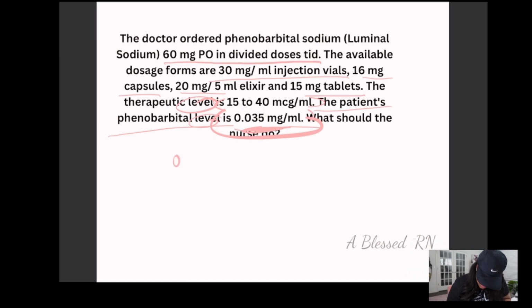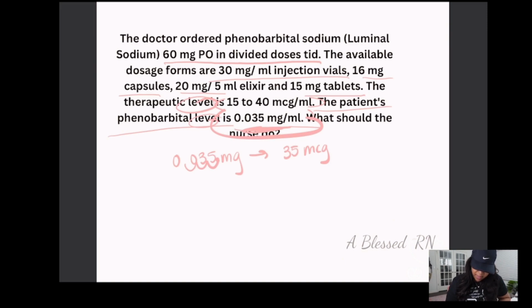So we have 0.035 milligrams. We need to go from milligrams to micrograms. Because a milligram is way bigger than a microgram, you go from mite to slight, to the right. So we're going to move the decimal place 3 spaces to the right. 1, 2, 3. So that's going to be 35 micrograms.